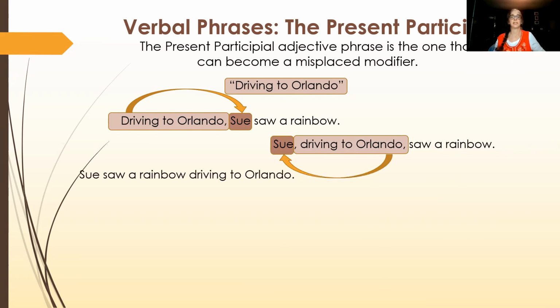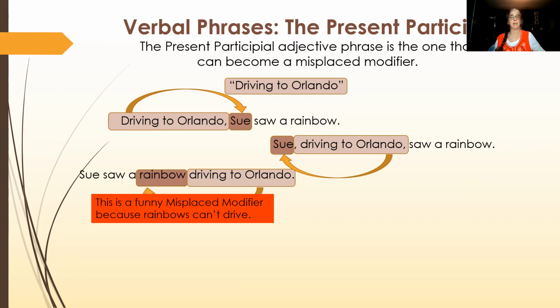But now let's look at this one. Sue saw a rainbow driving to Orlando. That's a funny misplaced modifier because rainbows can't drive. So your reader's going to laugh. They misplaced their modifier because we know rainbows can't drive. But in this sentence, we know Sue was driving because rainbows can't drive. So it's kind of funny. It's not really going to confuse or mislead our reader.